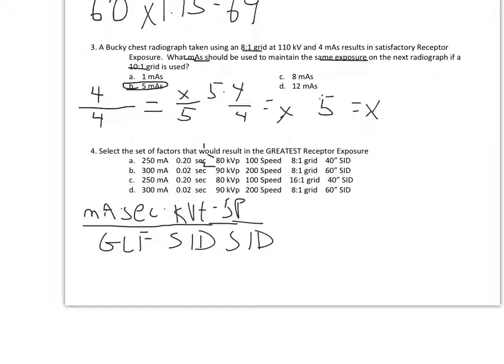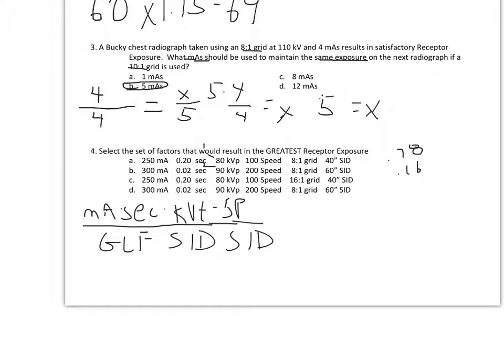Okay, so we do that for each of these, and the first one, we multiply 250 times 0.2 seconds times 1 for the kV factor times 100 for the speed, divide by 4 for the grid, divide by 40 twice for the SID, and you get 0.78 for A. For the B, we have 300 times 0.02 times 2 for the kV of 90 times 200 for the speed, divided by 4 for the grid, divided by 60 for the SID, and you get 0.16.